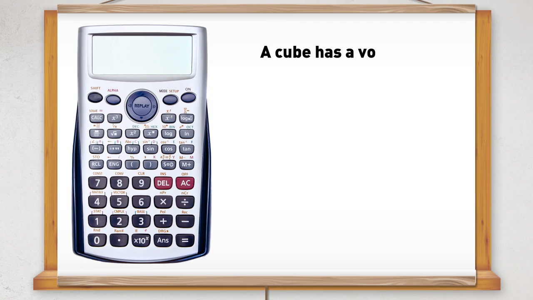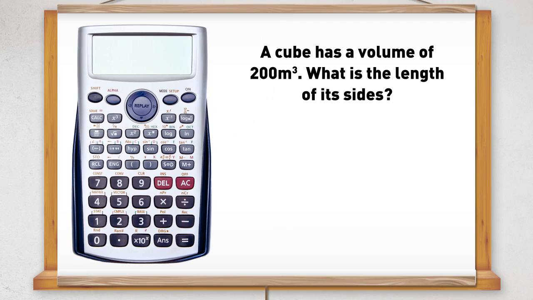If a cube has a volume of 200 meters cubed, and we want to find the length of its sides, we would need to find the cube root of 200, which we key into the calculator, and the display gives an answer of 5.84035476. If we round that to one decimal place, the length of the sides is 5.8 meters.